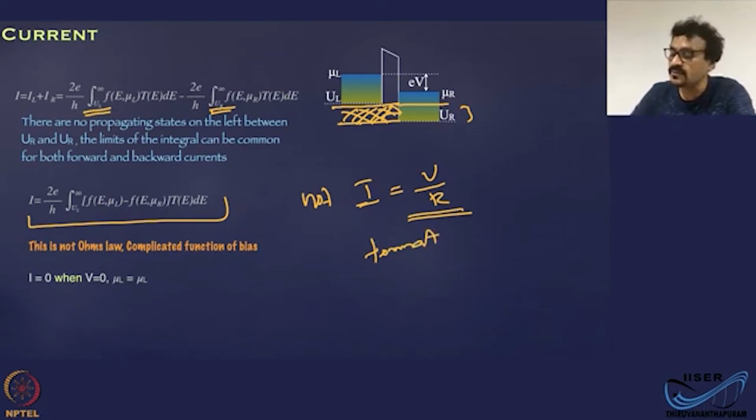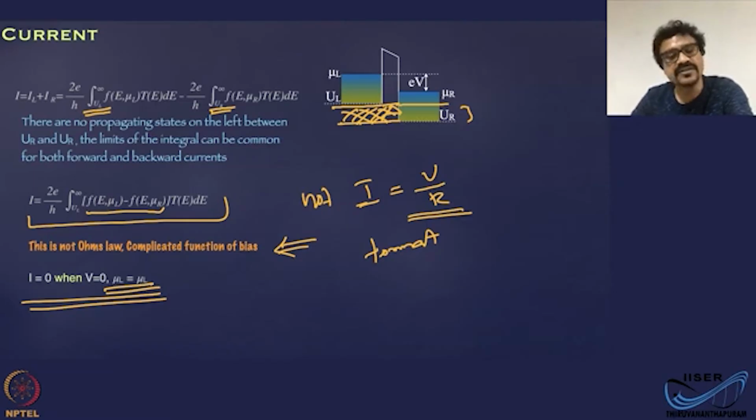And this is not Ohm's law. All we can say is I is equal to 0 when V is equal to 0, because when V is equal to 0, mu L is equal to mu R, and the difference of these two Fermi functions will go to 0. So the whole integral will be 0. That's the only thing we can say. But definitely, this is not Ohm's law. This is not in the form where you can directly get Ohm's law from this. The transport is actually different when you treat it this way.